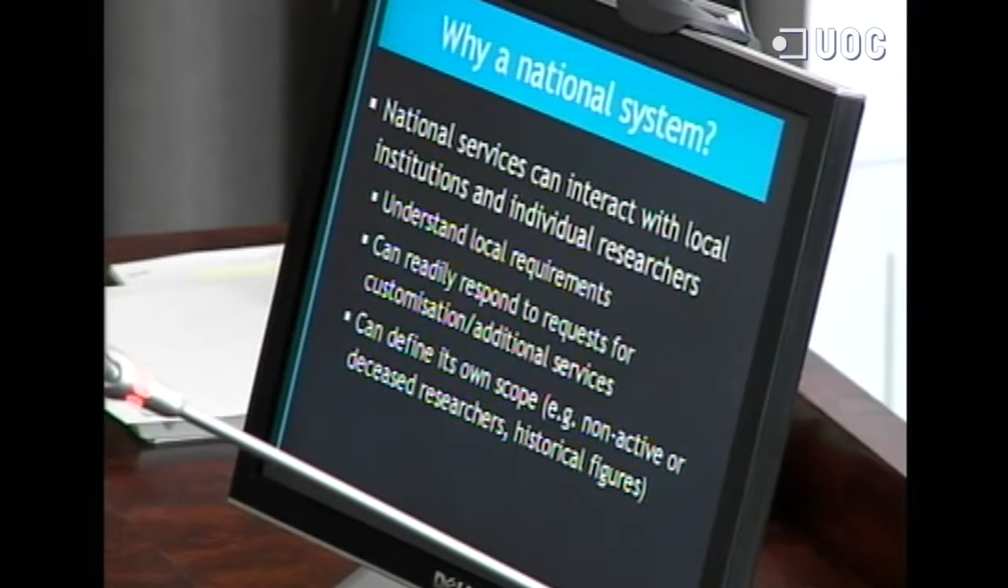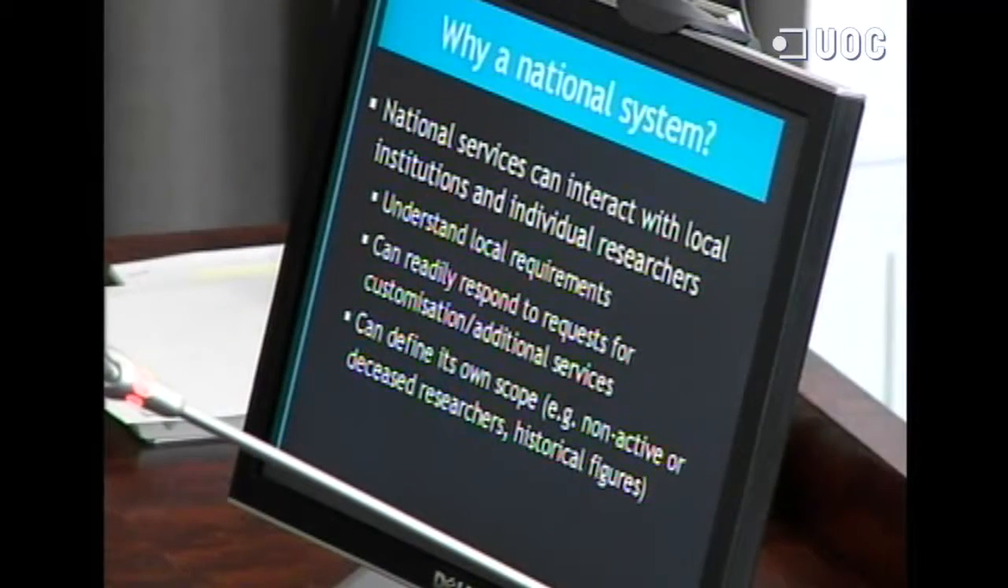It's easier for us to understand where our particular constituency are coming from, what their particular requirements are, and we can respond to requests for customization to our service to reflect the needs of that particular audience. And you can also define the scope of your service in a way that makes sense to your particular environment.